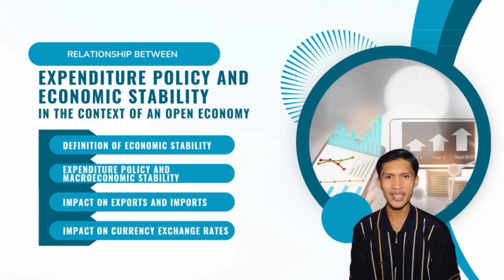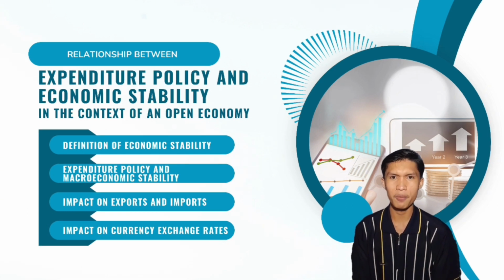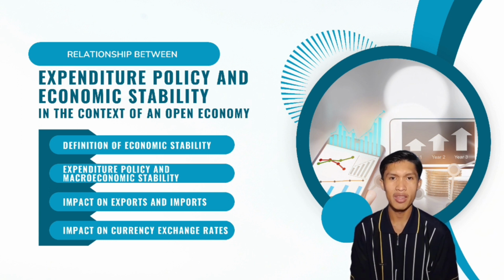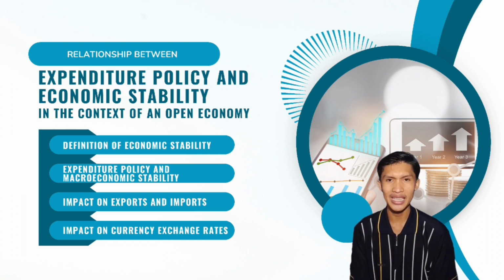Well, in the material on the relationship between expenditure policy and economic stability in the context of an open economy, there are four sub-discussions that we will discuss. The first, definition of economic stability. The second, expenditure policy and macroeconomic stability. The third is impact on export and import. And the last one is impact on currency exchange rates.